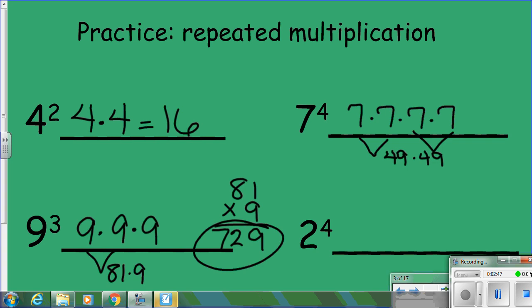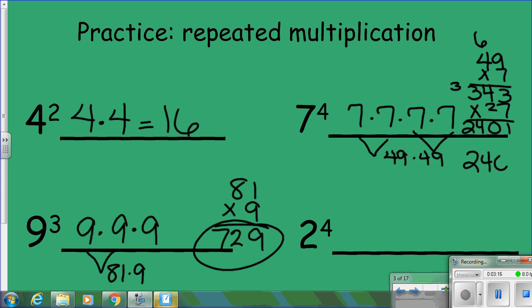If you don't like multiplying by double digits and would rather multiply by one single digit at a time, you will still get the same answer. So I'm going to do the 49 times 7. That's 343, times another 7. 2,401. Did anyone do 49 times 49? Did you get the same answer?